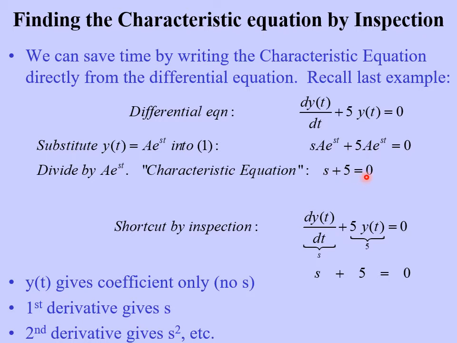So the way to do this by inspection with a shortcut is that whenever we see a first derivative, that gives us an s. Whenever we see a y like this, we don't write anything, it just returns a 1. So it just returns the coefficient. So by looking at this equation right here, I can see that I have an s here, and all I have here is a 5. So it's s plus 5 equals 0. Now, what about if there's a second derivative? Well, if there's a second derivative here, we get s squared. And if there were a third derivative, we would get s cubed, and so on.